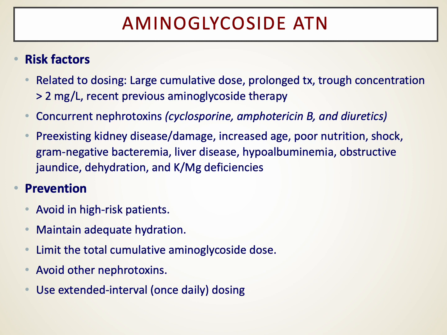So risk factors are typically larger cumulative doses, folks with a predisposition to kidney toxicity, and concurrent use of nephrotoxins. The way we'd prevent aminoglycoside toxicity is to avoid it in high-risk patients, make sure patients are hydrated, try to limit how much and how long we give aminoglycosides for, and use the longer interval dosing. Our goal is to let most of the drug wash out of the tubules before we give another dose. But we can't wait very long, like 72 hours typically.